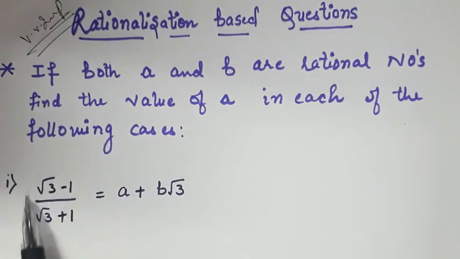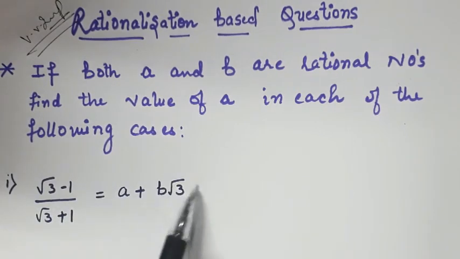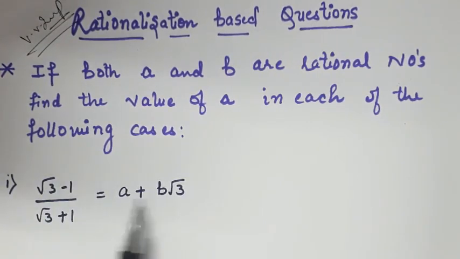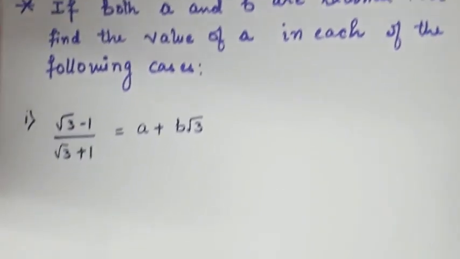See, one example I have taken, that is root 3 minus 1 upon root 3 plus 1 is equal to a plus b root 3. This whole expression is equal to this, and we need to find a and b, which are some numbers obviously. So here we go for the solution.